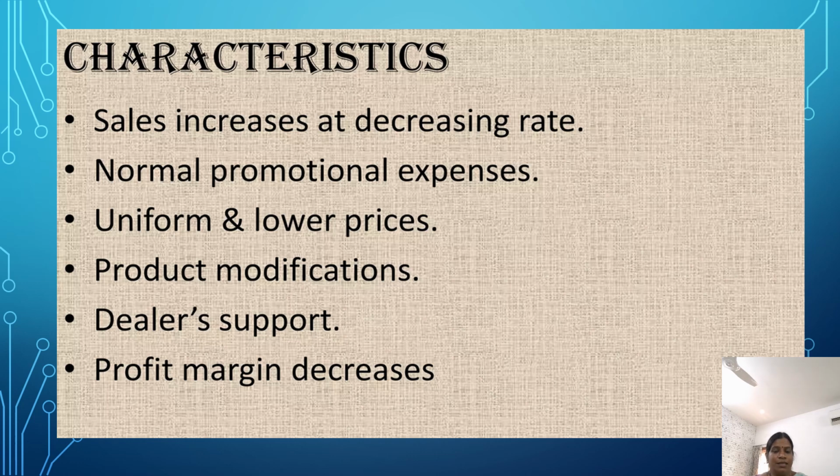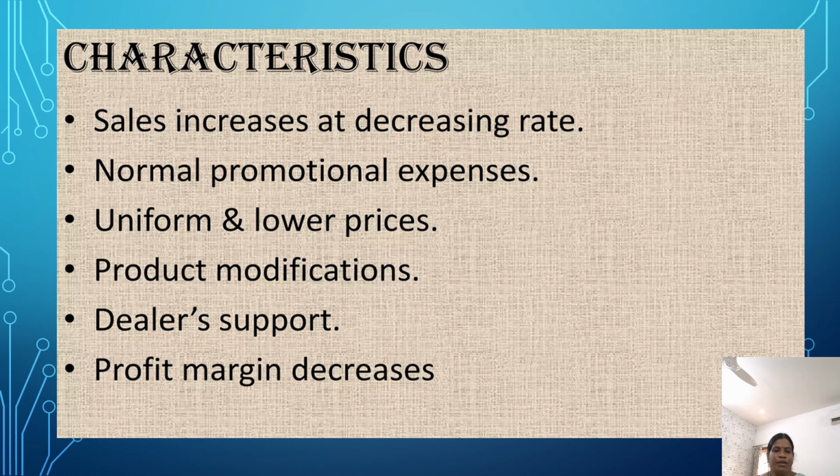Sales increases at a decreasing rate. Sales increases, but compared with the previous stage, at a decreased level. Normal promotional expenses, that is advertisement and sales promotion. Uniform and lower prices. A commodity is homogeneous in that situation. The lower prices are a reason for keen competition.